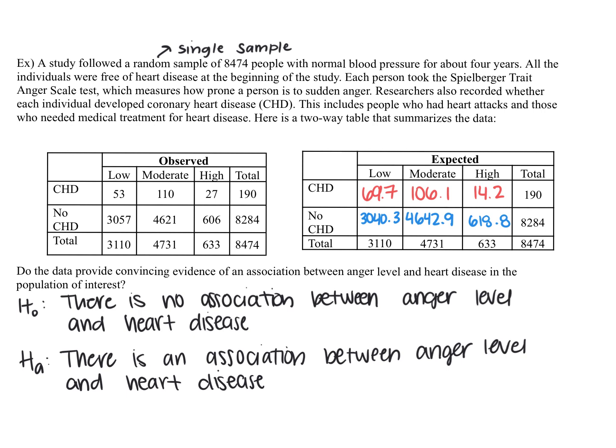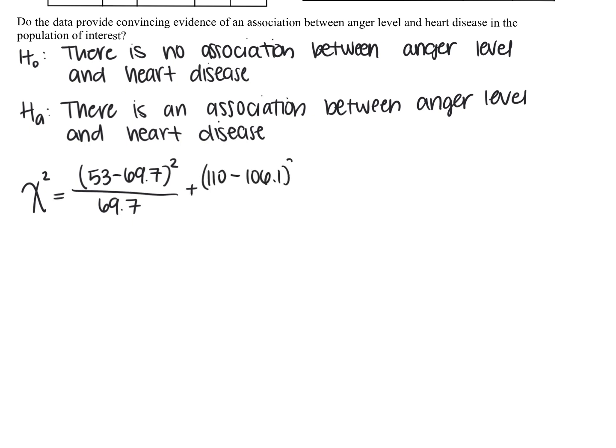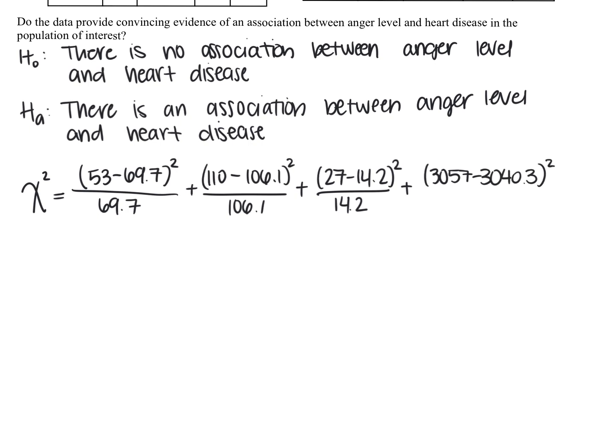Now we can go ahead and calculate our chi-squared statistic. So we're going to take 53 minus 69.7 squared over 69.7, plus 110 minus 106.1 squared over 106.1, plus 27 minus 14.2 squared over 14.2, plus 3,057 minus 3,040.3 squared over 3,040.3.